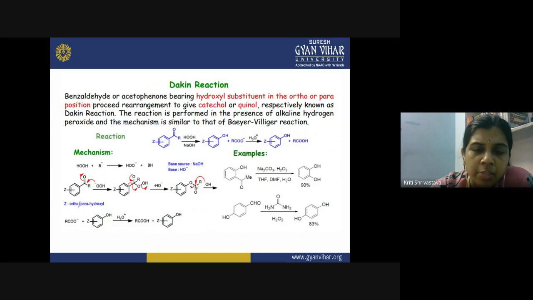Now the rearrangement reaction gives this RCOO type of compound here, and this is an ester compound. And finally, when the hydrolysis is performed, you get an alcohol and a carboxylic acid. When the ester is hydrolyzed, you get an alcohol and a carboxylic acid. So ortho and para hydroxyl groups actually generate different types of compounds.